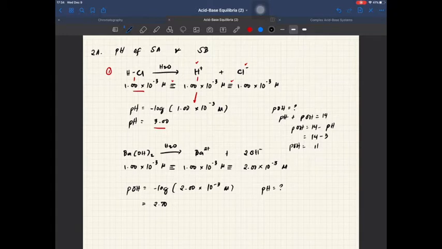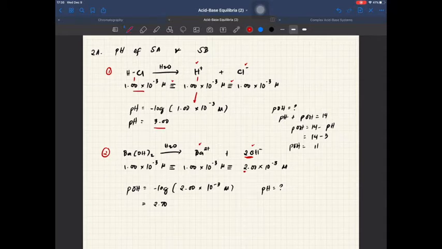Okay, how about for bases? In the second equation, we have dissociation of barium hydroxide in water, which produces barium ion and two hydroxide ions. Since this one is also a strong base, all the species are stoichiometrically equivalent. We have 1 times 10 to the negative 3 molar of barium hydroxide that produces 1 times 10 to the negative 3 molar of barium ions and 2 times 10 to the negative 3 molar of hydroxide ions. So take note, it is 2 because there are 2 equivalents or 2 moles that are produced.